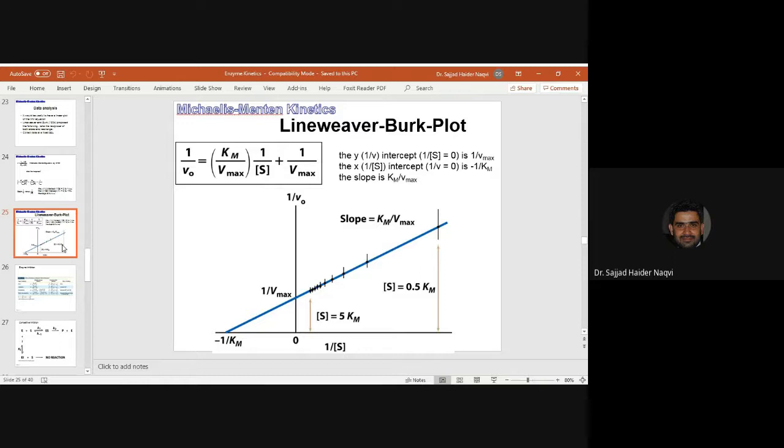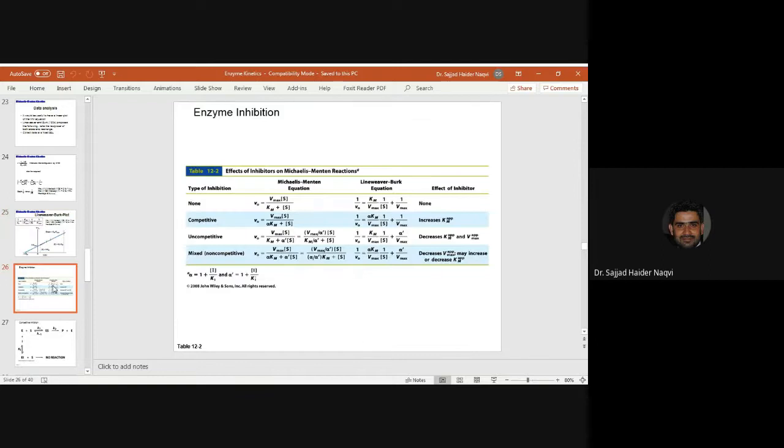This Lineweaver-Burk plot is also a very smart tool to graphically show the difference of different inhibitors in terms of their kinetics. So let's talk about this table. We have three types of inhibition: competitive, uncompetitive, and mixed, which is also called non-competitive. I'm sure that competitive and uncompetitive are quite simple. In the case of competitive inhibition, the effect of the inhibitor increases with the Km, while in uncompetitive it decreases with the Km.